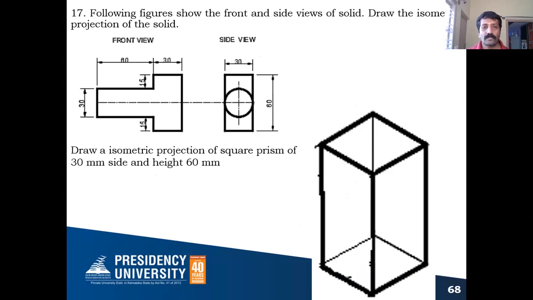This vertical and horizontal example we have discussed in the previous class. The rectangular prism, with one more prism placed perpendicularly like this. So here one square prism is there, and perpendicularly one cylinder is placed like this. We have to draw the isometric projection. Here the dimensions were not given, only the side view and front view are given.